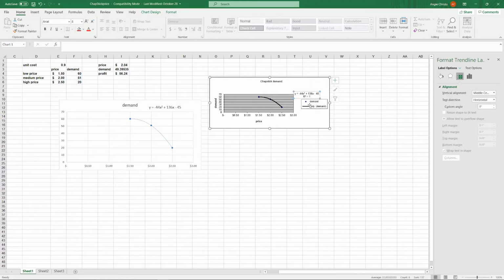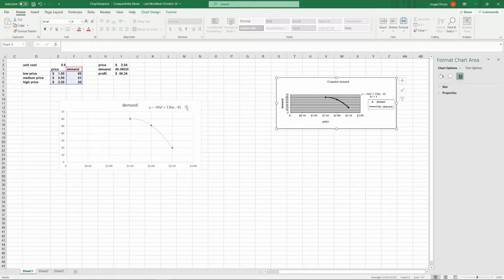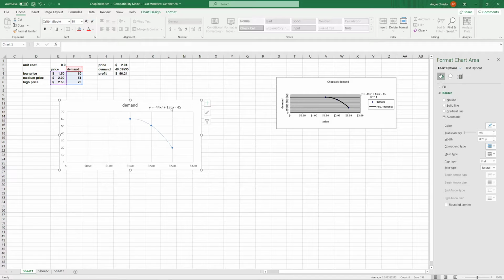And notice here, we don't want to see R squared. This is not any kind of least squares estimation. This is just plotting this curve, which is our demand curve in this case. There is no random estimation. So we just have to see the equation.